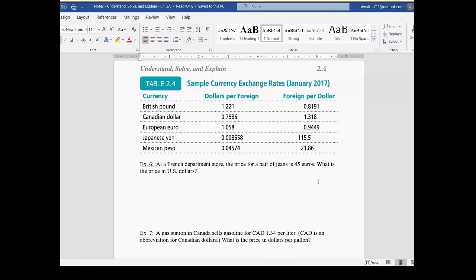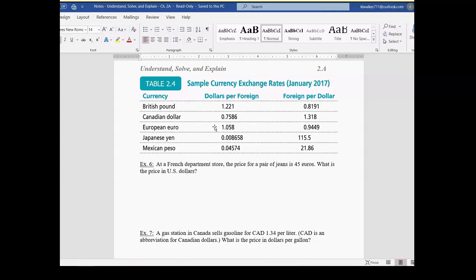So it says at a department store, the price of a pair of jeans is 45 euros. What is that in US dollars? So first I'll jot it down. It's 45 euros. They want that converted to US dollars. Now, if they are asking for euros, we've got to find the European euro in this chart. And I'm going to explain what this is trying to tell you. The first one is dollars per foreign. So dollars per, in this case, euro.